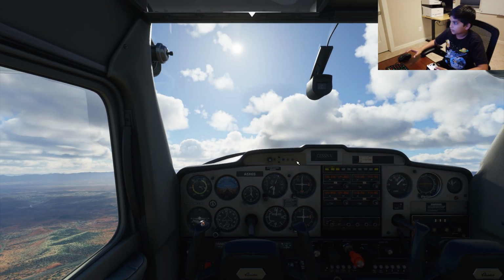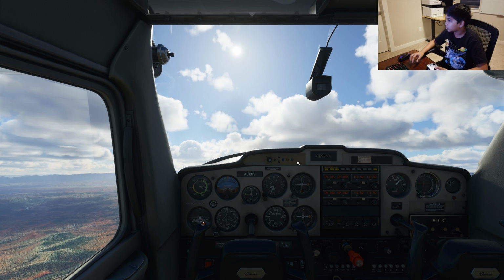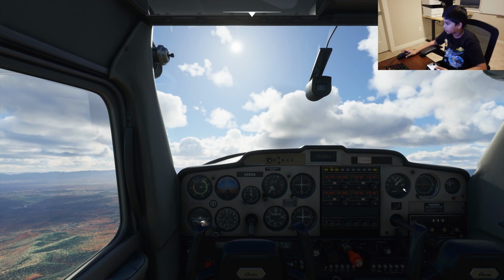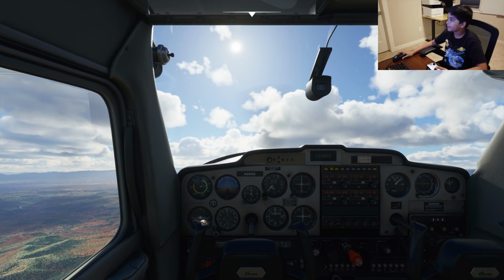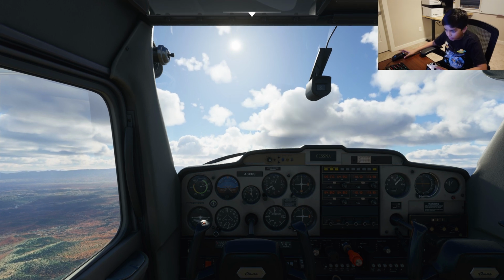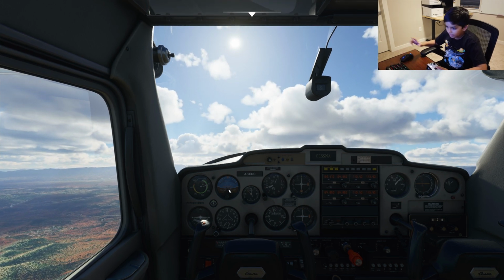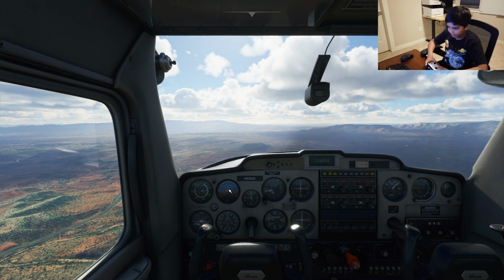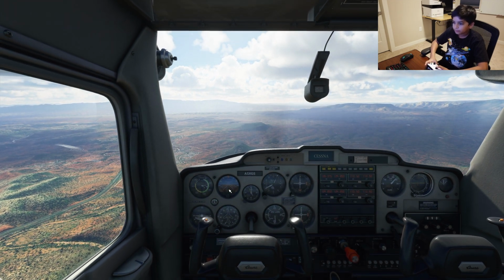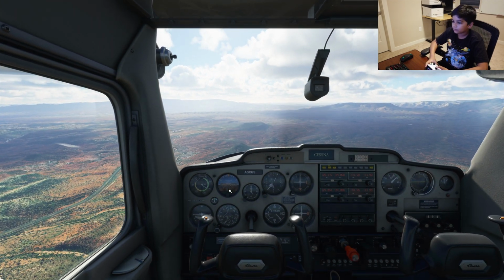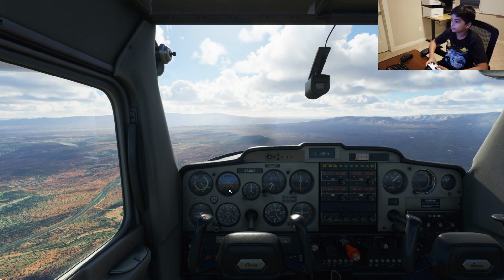It says adjust throttle to 2,200, which we already are. Aim the aircraft nose just below the brown area. I think they mean just under it. Nice job. We're now set up with the same attitude and power we had at the top of our lesson.